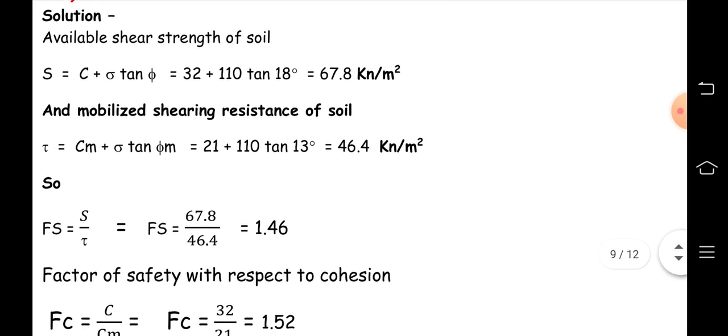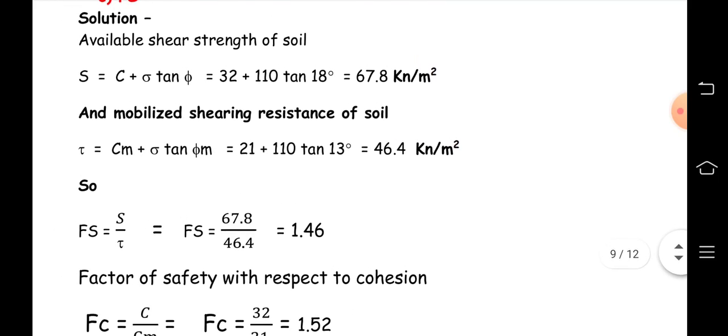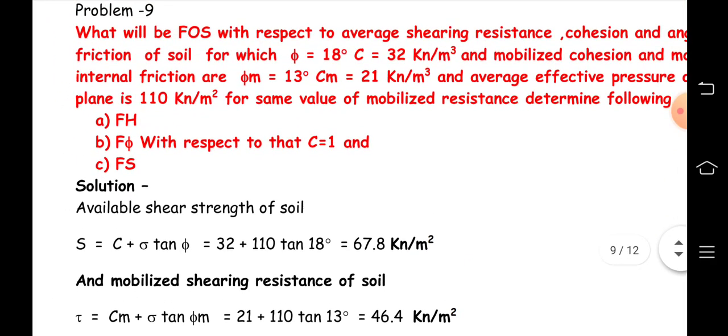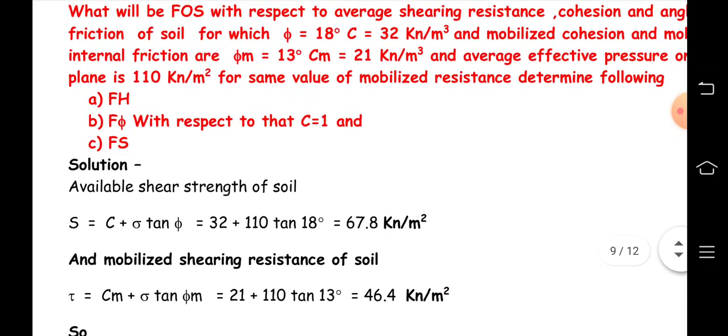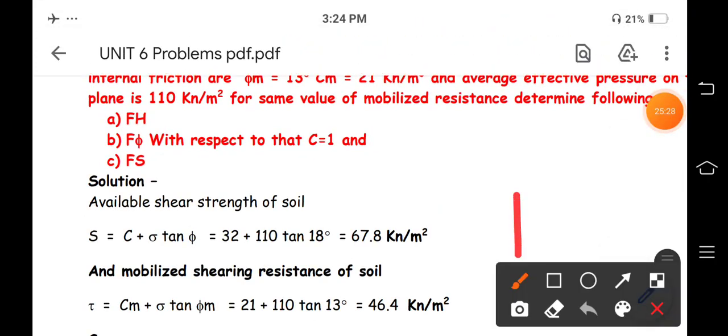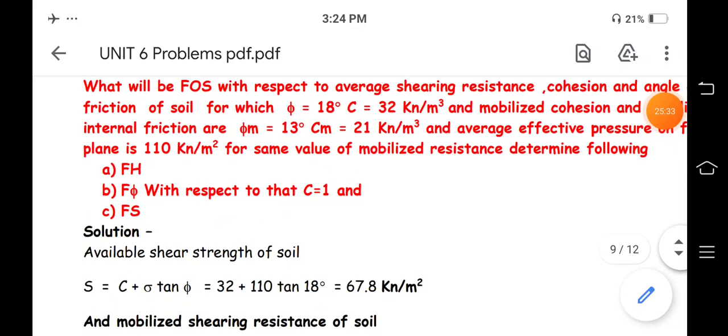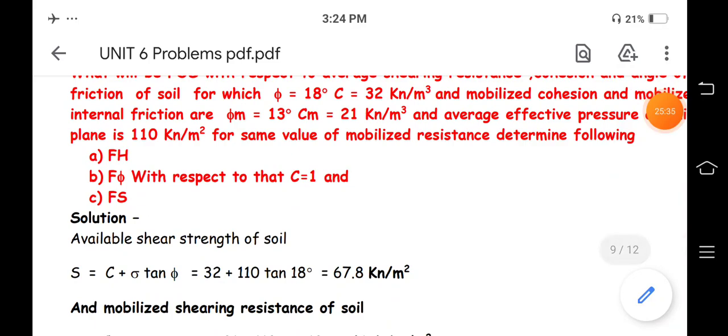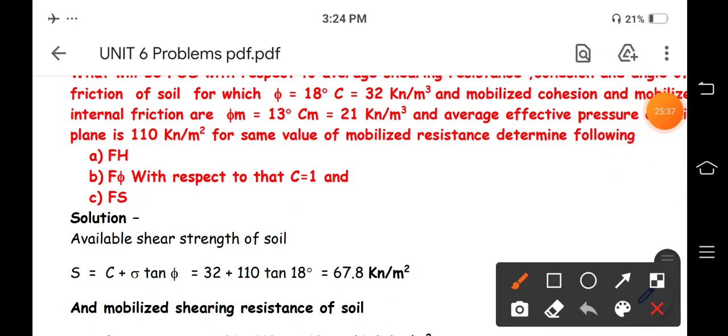Okay, so look at the values given for the first case: C equal to 32. Okay, look above, C equal to 32. So for the first case these are the values: C equal to 32, phi equal to 18, and the effective normal stress sigma equal to 110. We get the value of S equal to 67.8.